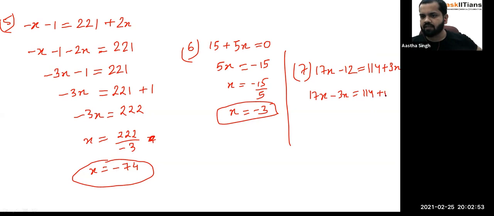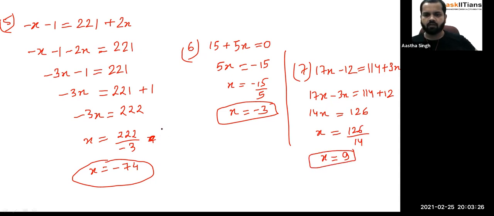Just make the variables on one side and your constants on another, and by doing calculation, you can find out the value of your variable. So 17 minus 3 will be equal to 14x. And if you add them, then it will become 126. So x will be equal to 126 by 14. If we know the table of 14, then x will be equal to 9. Right or not?